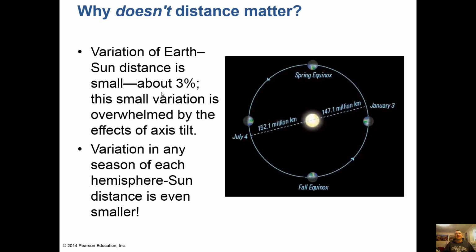So why doesn't that distance matter? As I already explained to you, it's about a 3% variation. The variation of any season on any hemisphere. The sun's distance is even a smaller difference. So it's just a very small difference that doesn't really matter in the scheme of things.